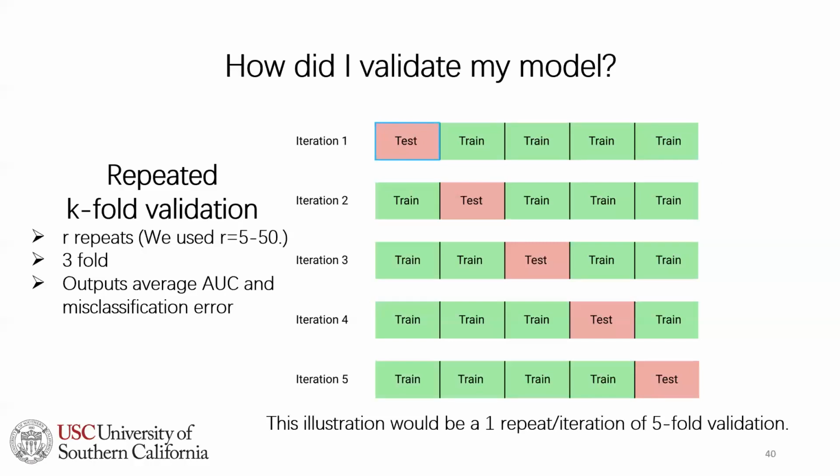So that's what we did. We used repeated K-fold validation, and we split our data into three folds since it's only 343 data points, which is not terribly large. We didn't want to split it into smaller pieces than that. And then we did anywhere from 5 to 50 repeats of this to average the prediction performance of various models that we tried.